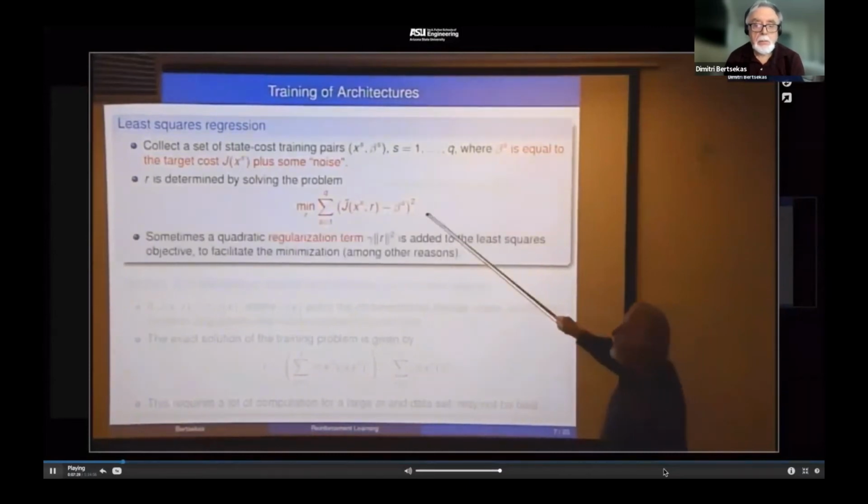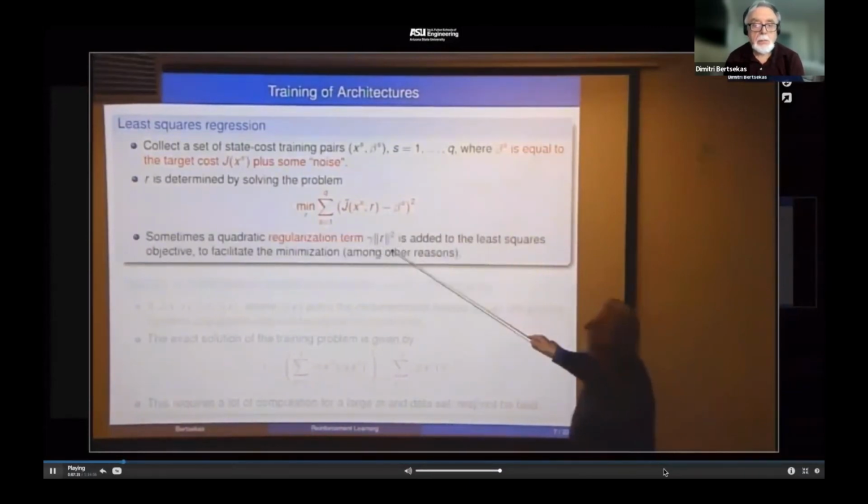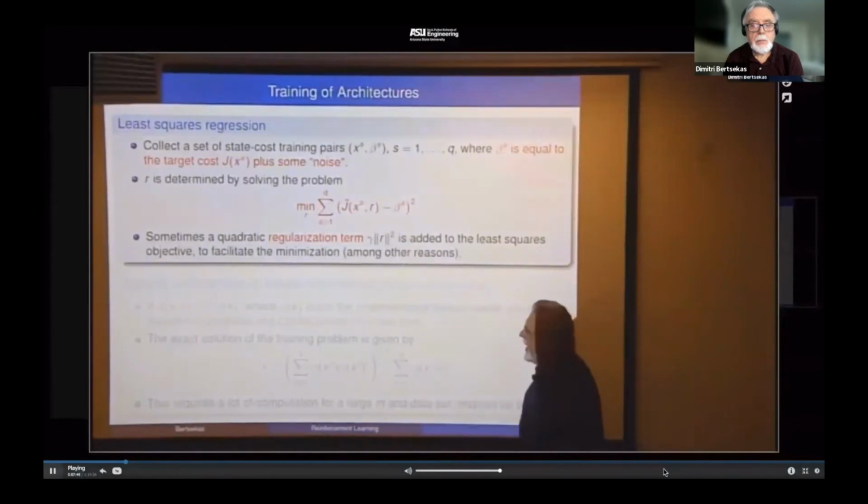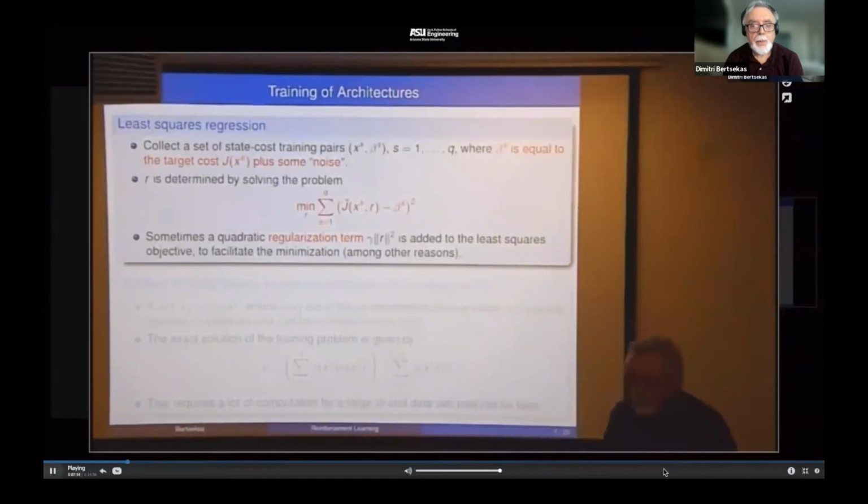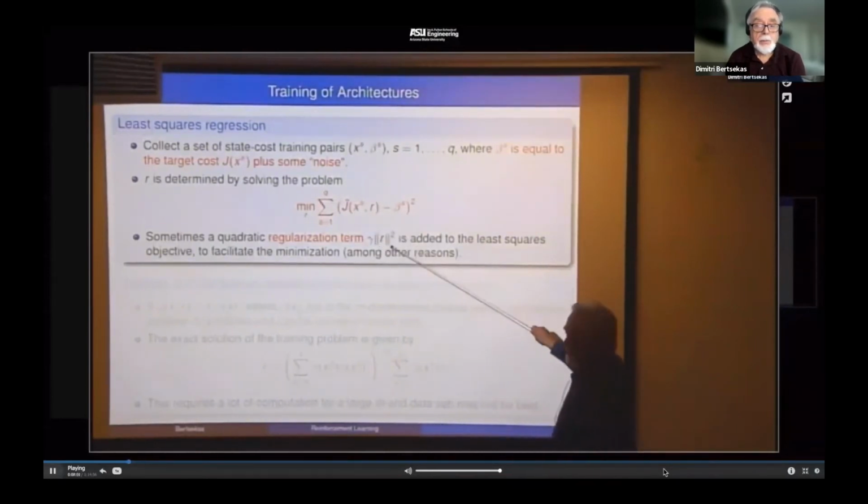Okay, this is the basic form, but sometimes we add here a regularization term, a square term. This is the norm of R squared, a square term that depends on R. And this is to make this minimization a little bit better behaved, to remove singularities of some sort. But there are also other reasons that have to do with more specific subjects to neural network approximation, like overfitting issues. Okay, this is important, but to simplify our presentation, we're not going to be adding it here.